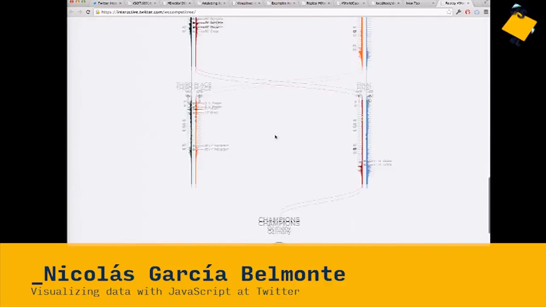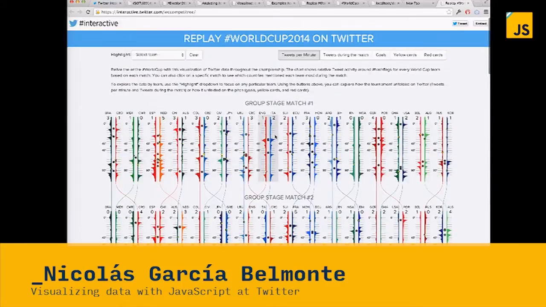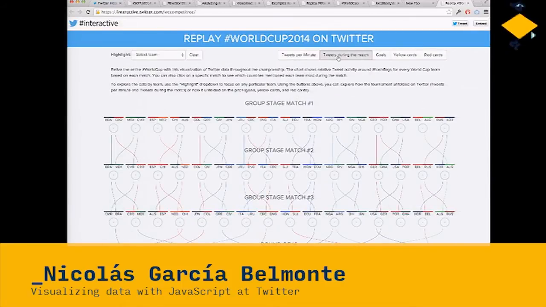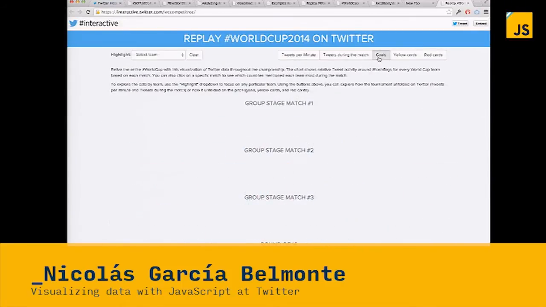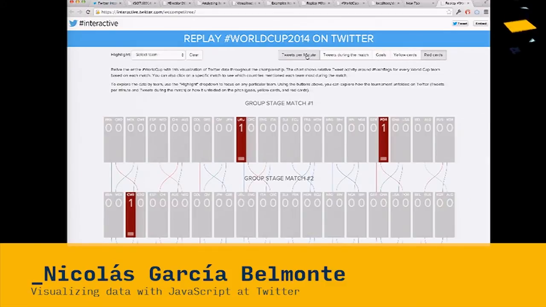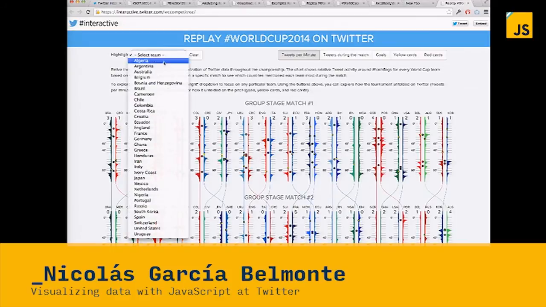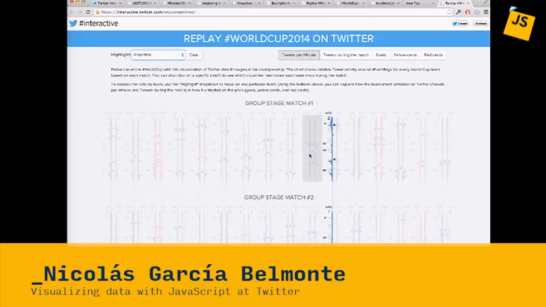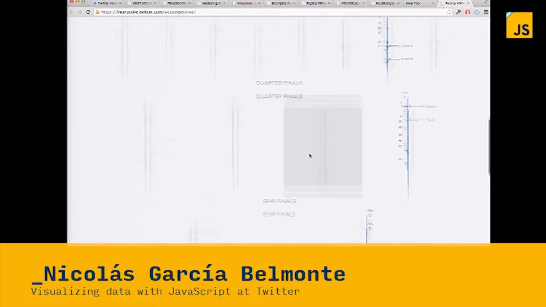And you can scroll down and see all the matches. You can see how many tweets happened during each match. You can see how many goals we had. You can see how many yellow cards, red cards, and so on. And also what you can do is select a team and follow the path of that team during the entire tournament.